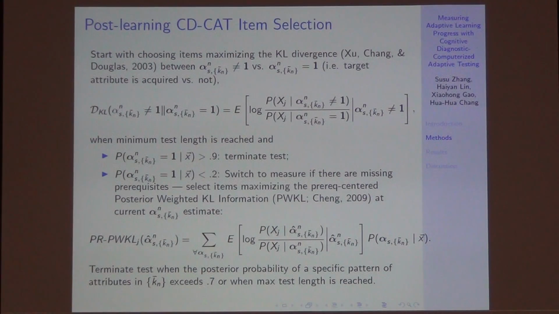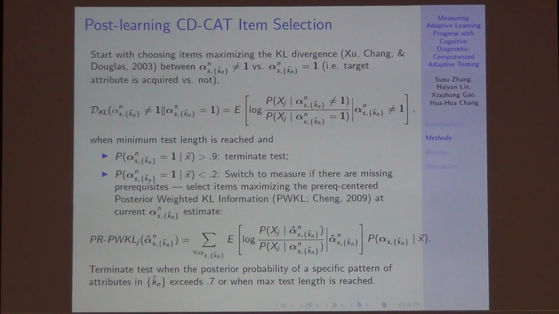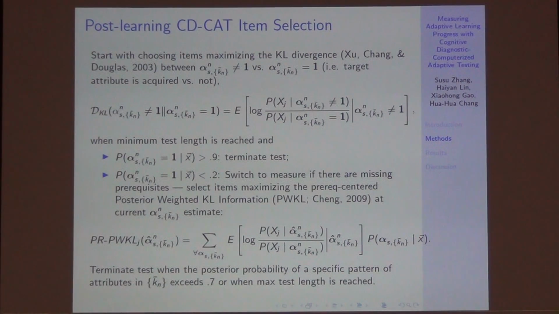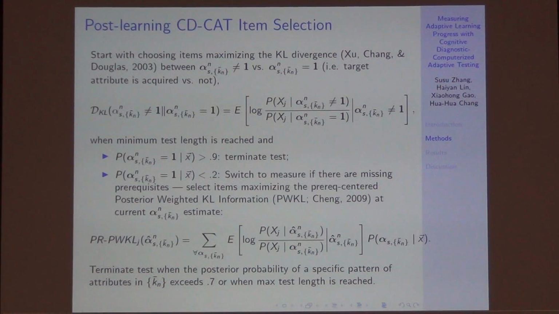And then after obtaining the item response model, we can have a post-learning CDCAT item selection rule. We want to start from choosing items maximizing the KL divergence between the student has learned the target skill versus otherwise. And this formula is given over here in the first top equation. And we want to use a minimum, variable length test termination rule. So if the minimum test length is reached and the posterior probability that the target skill is acquired exceeds 90%, in this case the cutoff is arbitrary, we want to terminate this post-learning test. And then the student can proceed to learning of the next skill that he or she requires.